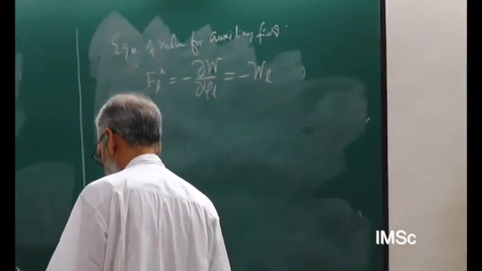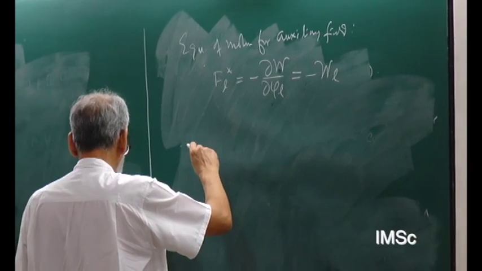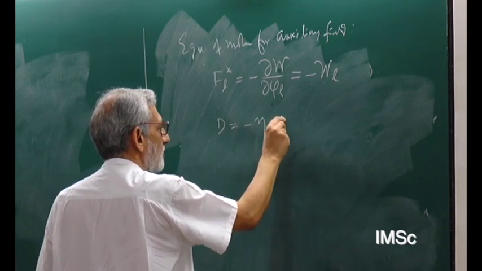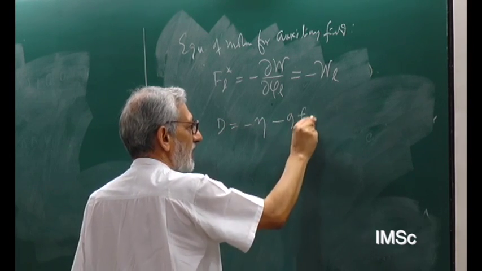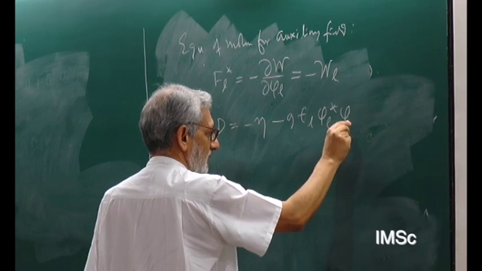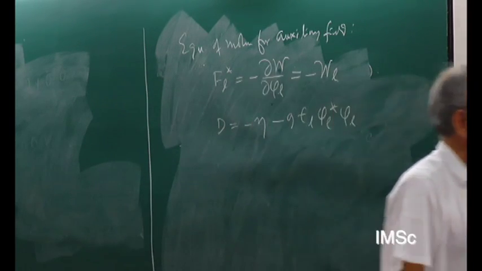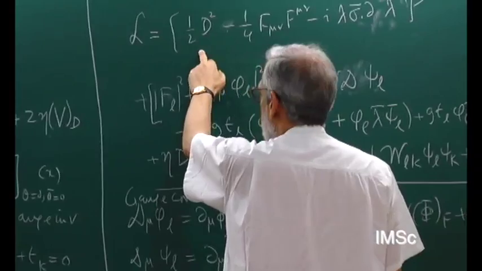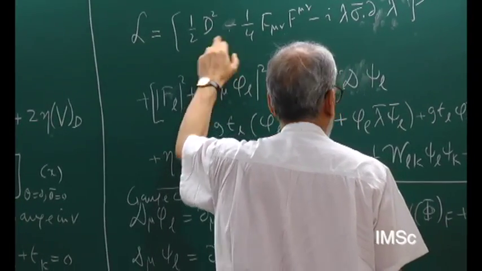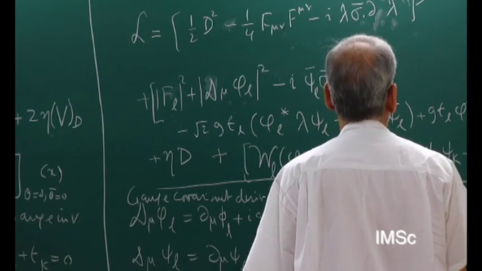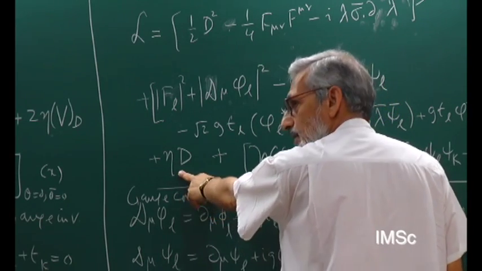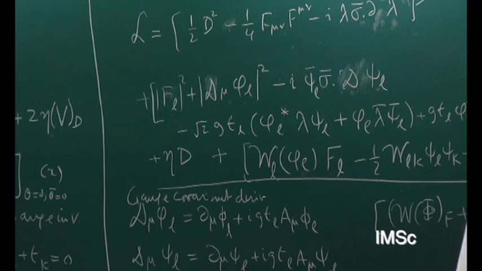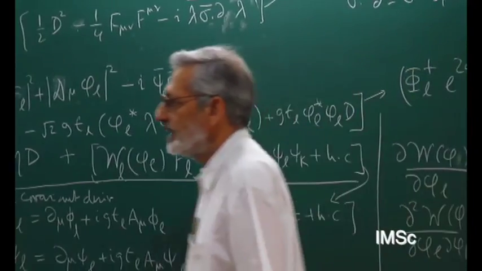And then vary with respect to D, get D is minus eta minus g T_L phi_L dagger phi_L. Vary with respect to D here, you will get 1 D from here, since variation of D square is D times delta D, 1 from here, and 1 from eta, and 1 from this coupling. So that gives you the D equation of motion.